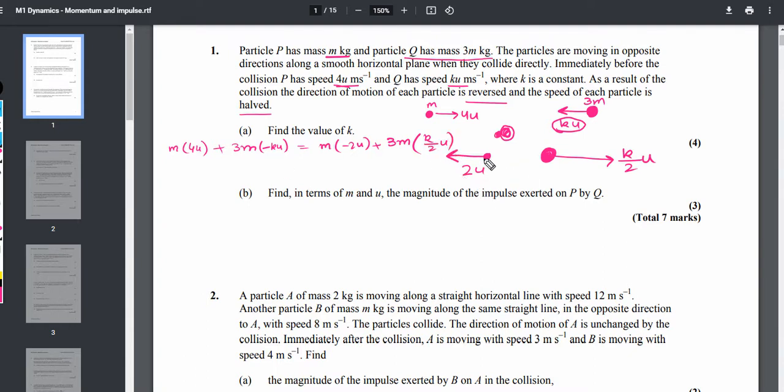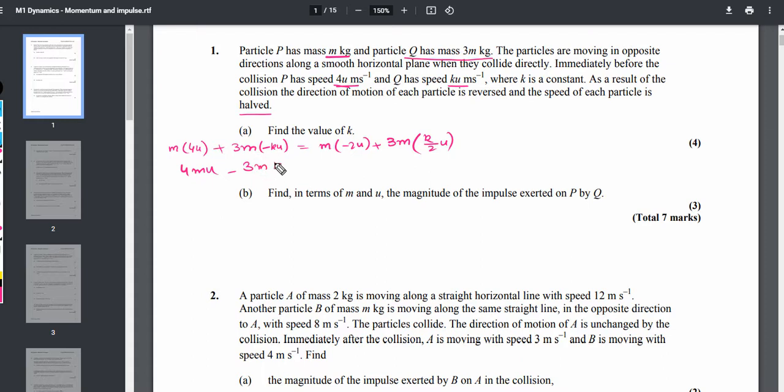So now I'll solve it and work out the value of k. So it's simple mathematics, so it's like 4mu minus 3mku equals negative 2mu plus 3 by 2 kmu. So I'll separate the terms with k and u.